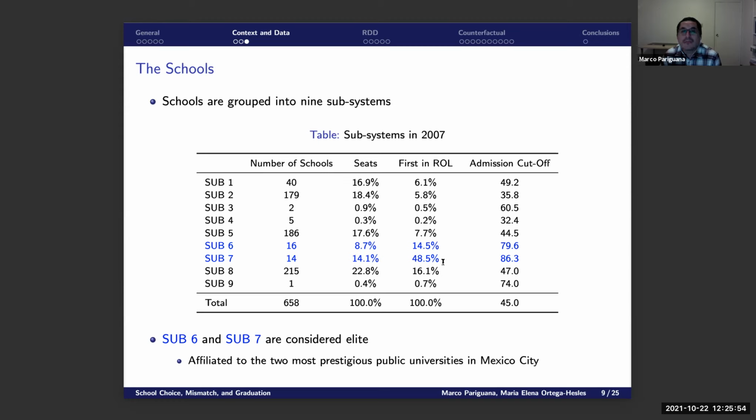But in addition to that, as we can see in this table, 23% of the total number of seats offered are seats at the elite schools, but more than 63% of the students actually put an elite school as their first option in the rank order list, which makes the admission cutoffs for these schools pretty high. So it's pretty competitive to get admitted into these schools. And in addition, they are affiliated to the best public universities in Mexico City.